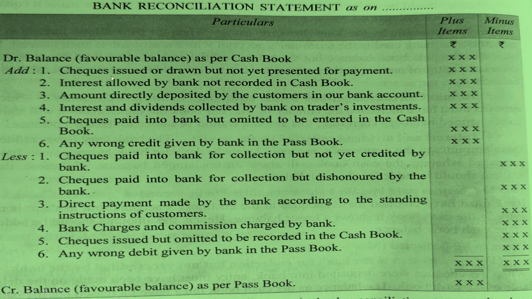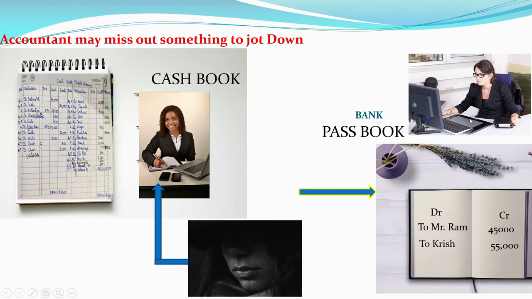Now next is interest allowed by bank not recorded in cash book. Now as you know, interest is credited in passbook, it increases the balance of passbook. But when the information hasn't reached to the accountant of entrepreneur, then the accountant hasn't increased the bank amount of the cash book. Now, as the money is not increased in cash book, but the money has got increased in the passbook, it needs to be added to cash book also in order to match the balances of cash book and passbook.